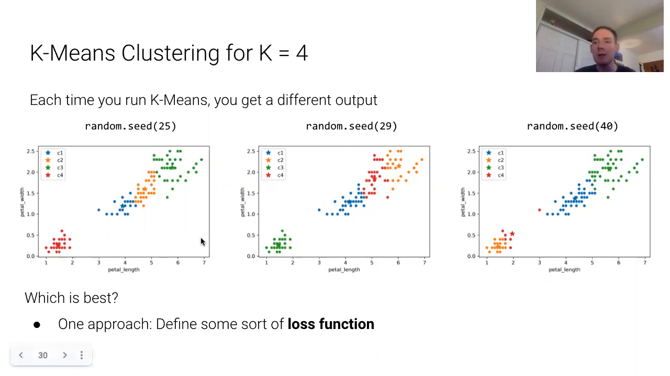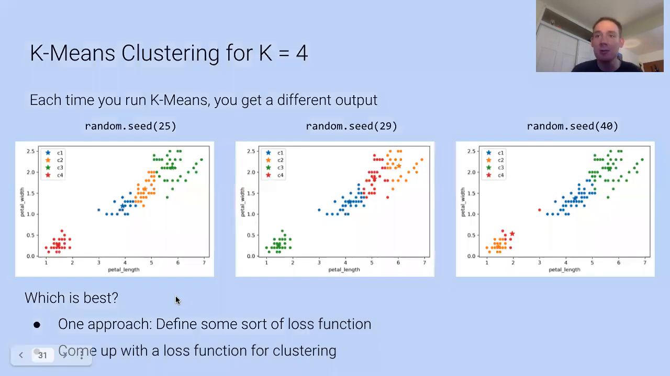So how do we figure out what a good clustering is? How do we determine which of these is the one that we should go with? How do we quantify how good or how bad a given clustering result is? Well, one thing we commonly do, and we've done a bunch of other times in this class, is come up with some sort of loss function.